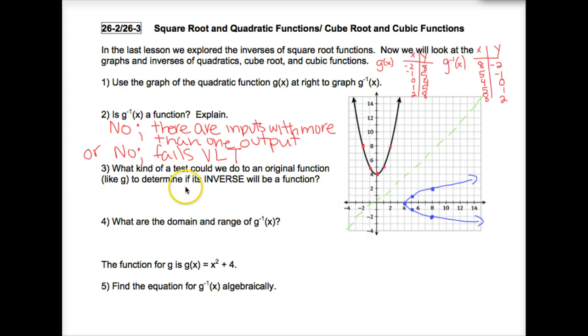All right, so the next thing we have to talk about is, could we come up with a test to do on the original function so that we wouldn't even have to graph the inverse to know whether the inverse would be a function or not? So we do the vertical line test to see if a graph itself is a function. What we could do to determine if the inverse is a function is what we would call the horizontal line test.